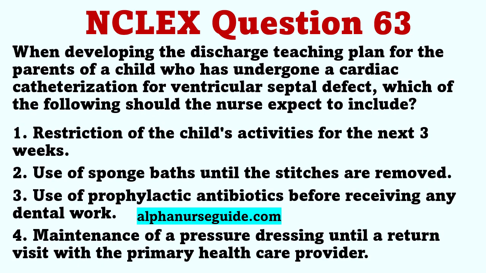When developing the discharge teaching plan for the parents of a child who has undergone a cardiac catheterization for ventricular septal defect, which of the following should the nurse expect to include? 1. Restriction to child activities for the next 3 weeks. 2. Use of sponge baths until the stitches are removed. 3. Use of prophylactic antibiotics before receiving any dental work. 4. Maintenance of a pressure dressing until return visit with a primary healthcare provider.